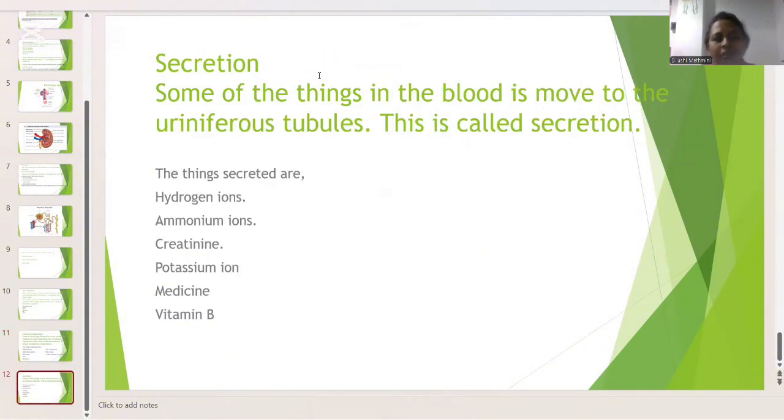Then we go on to talk about the last process, that is secretion. What is secretion? Some of the things in the blood are moved to the uriniferous tubules. This is called secretion. The things secreted are hydrogen ions, ammonium ions, creatinine, potassium ions, medicines, and vitamin B.